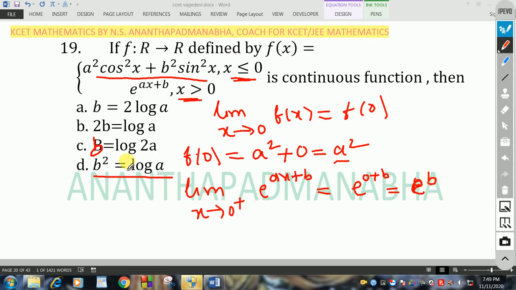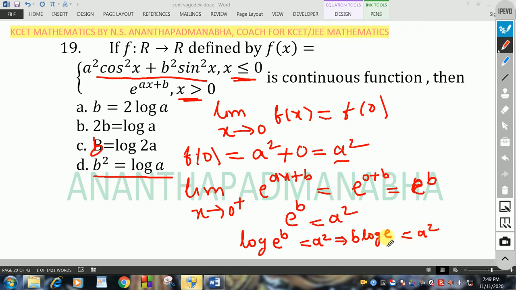Now e to the power of b is equal to a square, because for a function to be continuous, left hand limit is equal to right hand limit is equal to the value of the function. So e to the power of b is equal to a square. To solve for b, I will take logarithm here. Logarithm of e to the power of b is nothing but b log e, which is equal to a square.